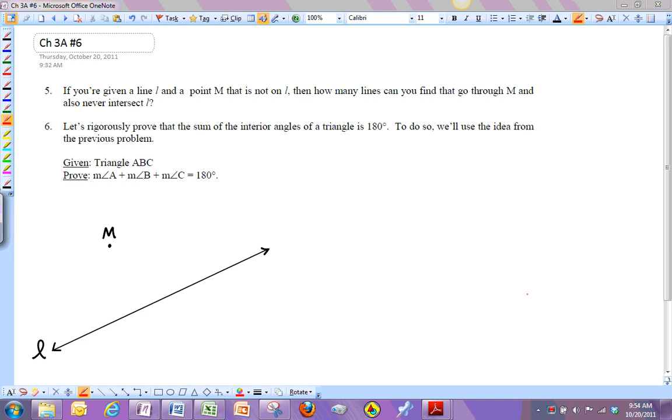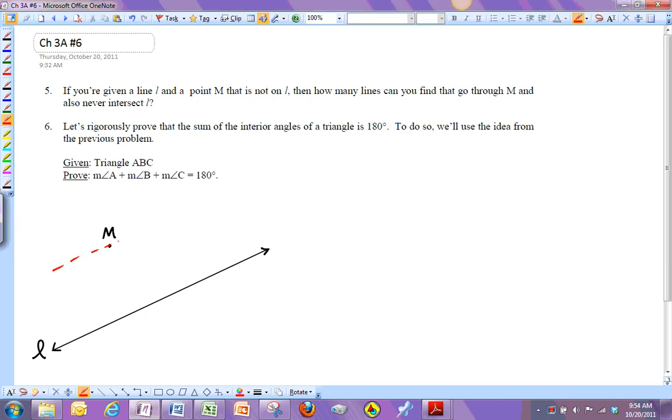All right, so let's do chapter 3A, number 6. And really, 6 refers to the previous problem, which we did in our quad notebooks. So you have a line L, you've got a point M that's not on the line. How many lines can you find that go through M and never hit L? And what we said in class was there's only one that I can draw here. That's the one that's parallel.